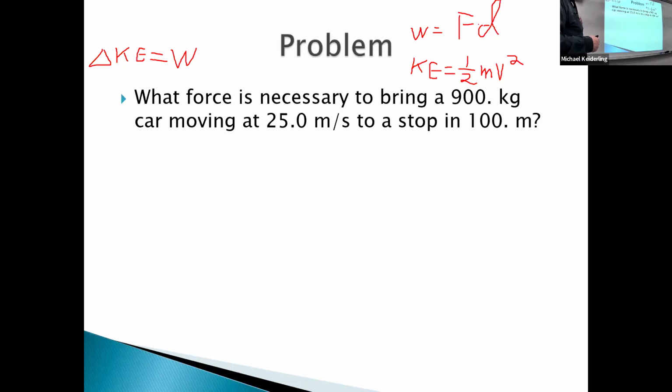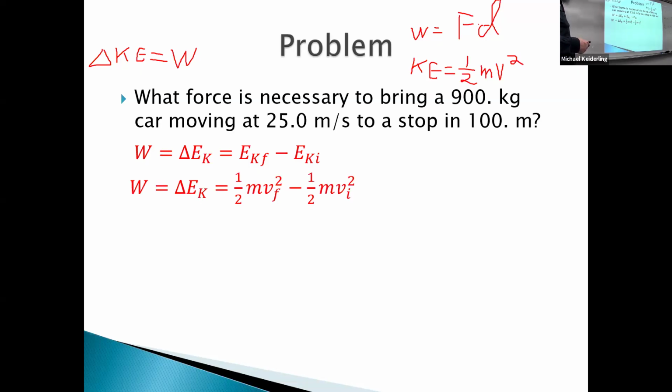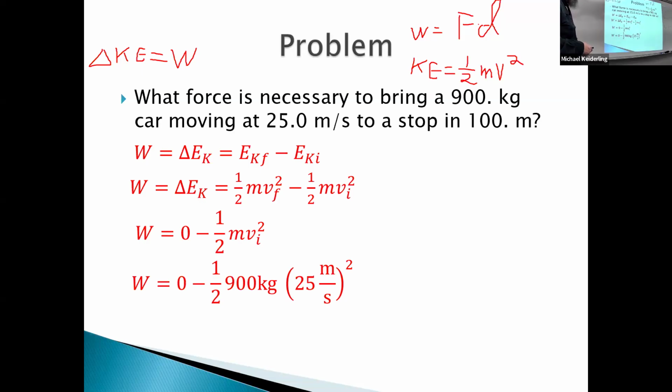There are some signs here, but the force does have to be opposite the direction of motion of the car, so the work it does is negative. The work is equal to change in kinetic energy, so final kinetic energy minus initial. So 1/2 mv final squared minus 1/2 mv initial squared. The work is equal to 0 minus 1/2 mv initial squared. So the work here is going to be 1/2 times 900 kilograms times 25 meters per second squared, or minus 281,250 joules.